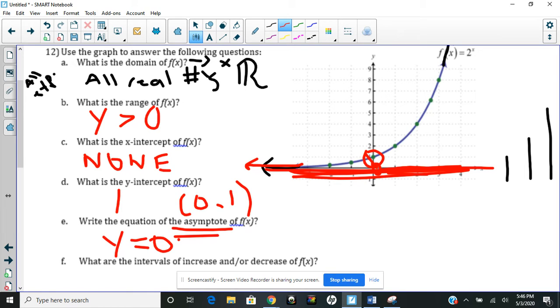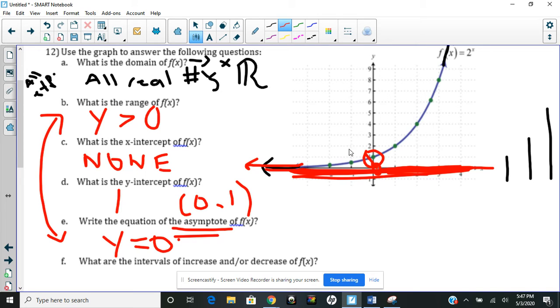So when you're writing the asymptote, it's always going to be y equals, because straight lines like that are y equals equations. And the number for the asymptote and the number for the range should be the exact same number. So with the range, it was y is greater than 0, but the asymptote is y = 0. It's where the graph gets straight.